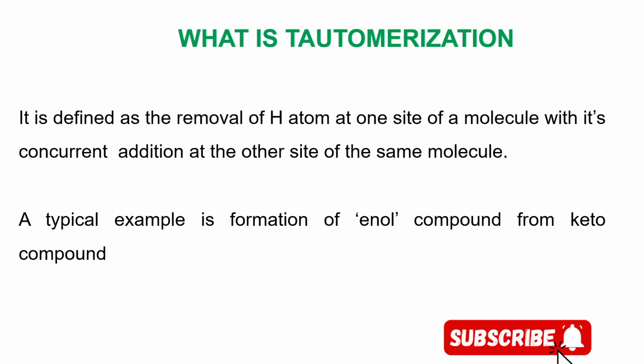The process of moving from keto to enol is called tautomerization. Tautomerization is defined as the removal of a hydrogen atom from one side of a molecule with the concurrent addition of that particular hydrogen removed to the other side of the molecule, meaning that I'm taking hydrogen from side A in the molecule, and I'm putting that hydrogen at side B of the same molecule, forming an enol. A typical example of tautomerization is the formation of enol from keto compounds.